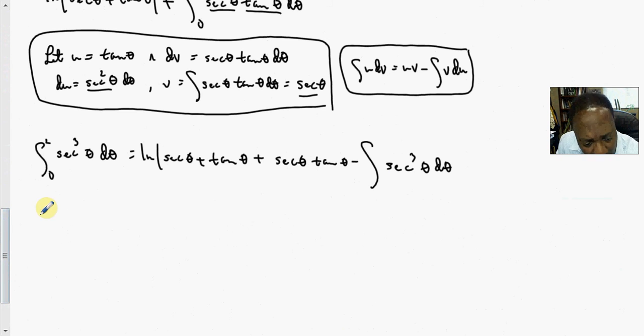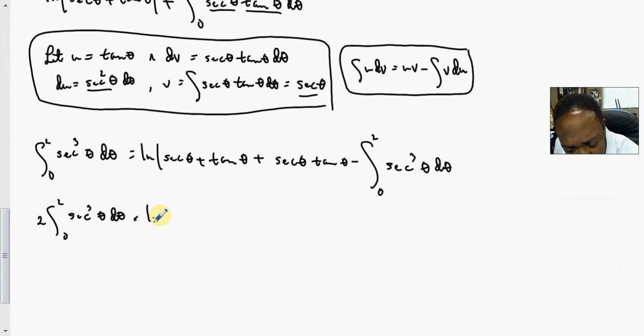But anyway, I have 2 times the integral from 0 to 2. I'm adding the integral here of secant cubed to both sides. You know, this is from 0 to 2 as well. Secant cubed theta d theta. So this is the natural log of the absolute value of secant theta plus tan theta. Need to close that up.